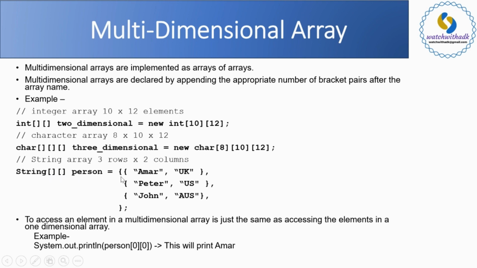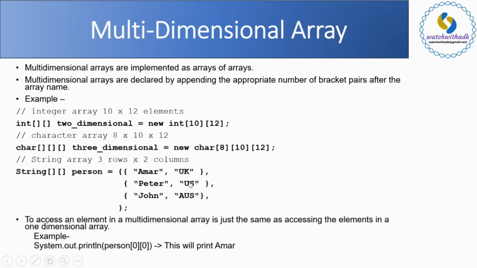String double bracket person equal to. Notice here for each row we have a different set of braces, and inside each brace group we have rows and columns, right? So if you want to access the first row, you have to access it using person of, in the square brackets, 0 0. If you consider it as coordinates, 0 and then 0, then 0 1. Similarly for the second row, 1 and then 0, and for the second column, 1 and 1.